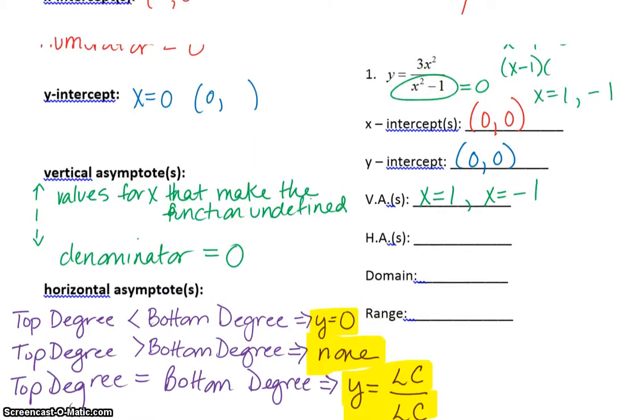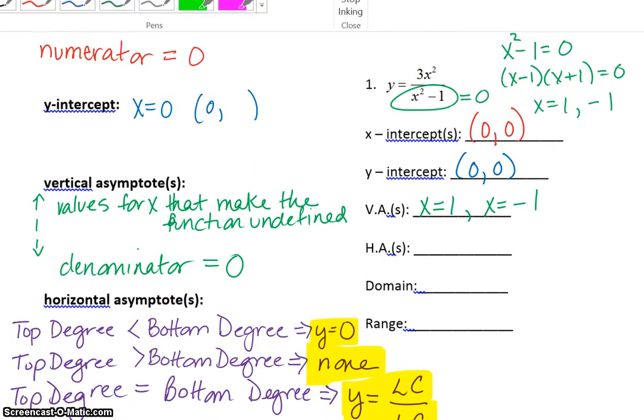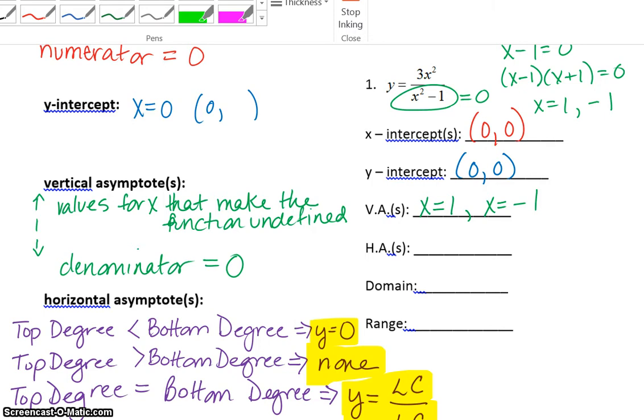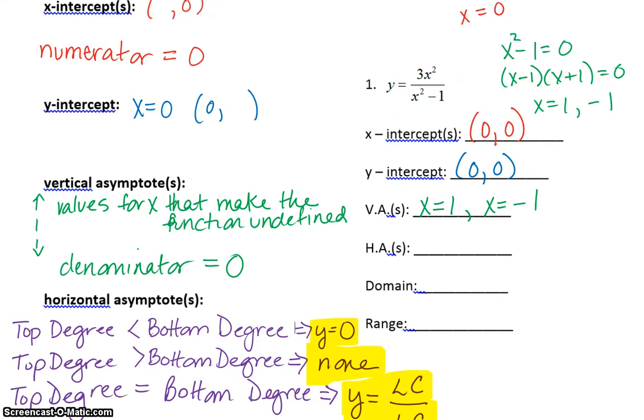Okay, so if we look at our example here, we have the degree on top is 2. The degree on bottom is 2. So both of these are the same degree. So what we have is the third scenario here. The top degree equals the bottom degree. So what we have is the leading coefficient on top, which is 3, over the leading coefficient on bottom, which is that imaginary 1. So what we have here is y equals 3 over 1, or just 3. So this is y equals 3.